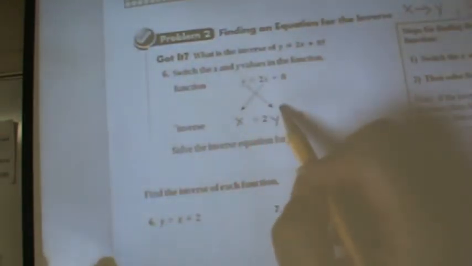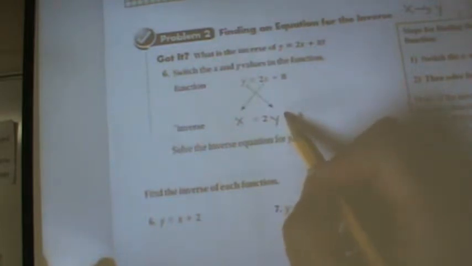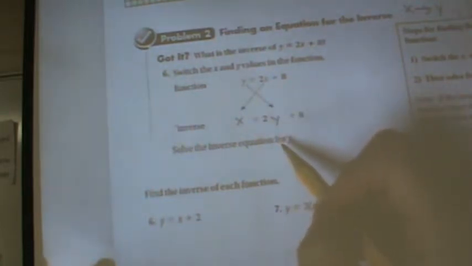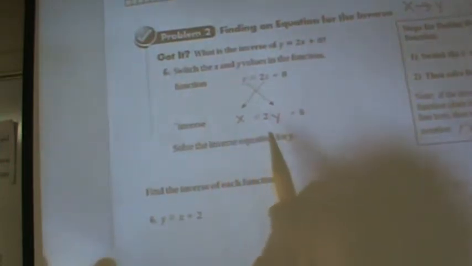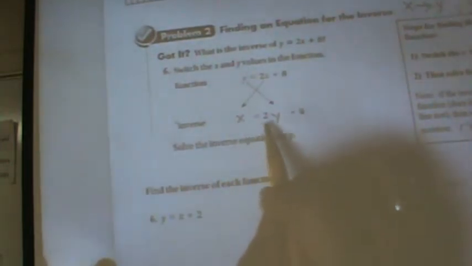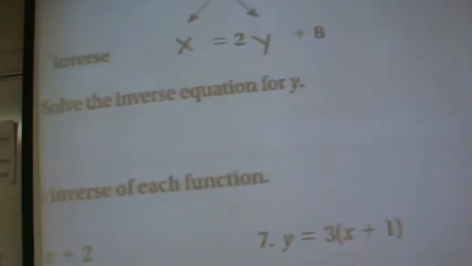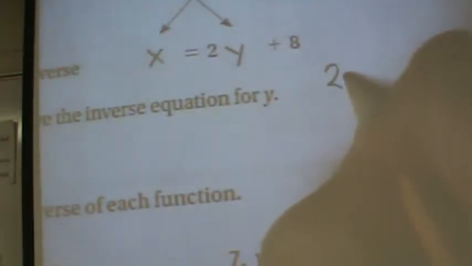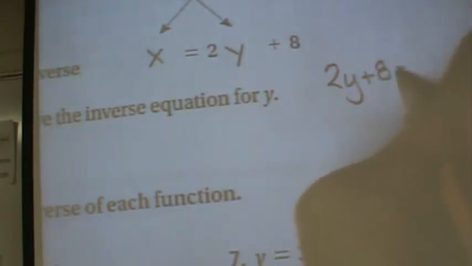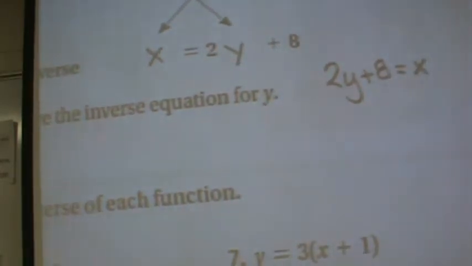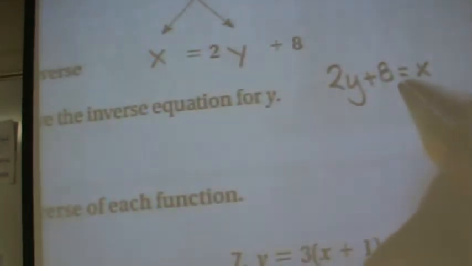But problem 2, if they give you an equation and you want to find the inverse of an equation, all you do is switch x and y around and solve this equation for y. How are you going to do that? Now, I'm going to rewrite it here. This says 2y plus 8 equals x, right? How are you going to solve this for y? Subtract 8 and divide by 2.